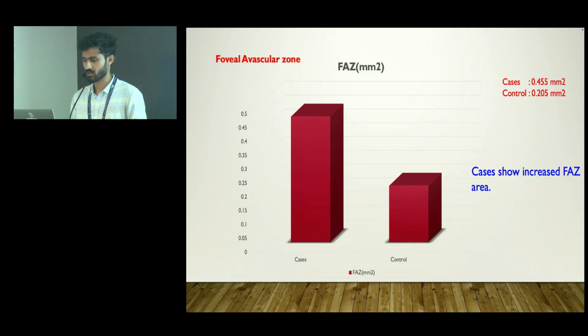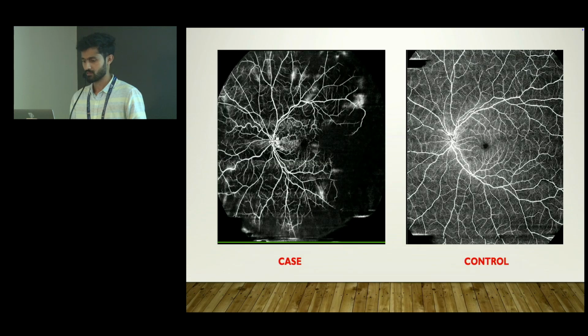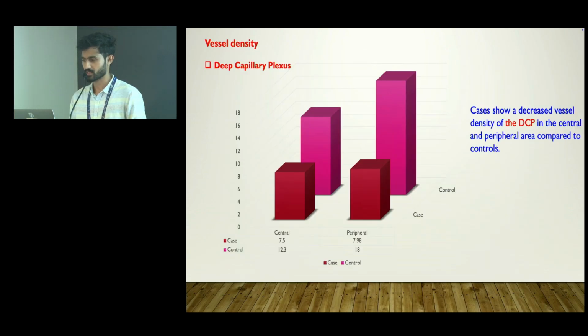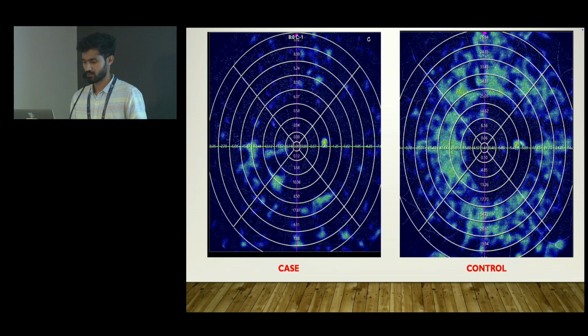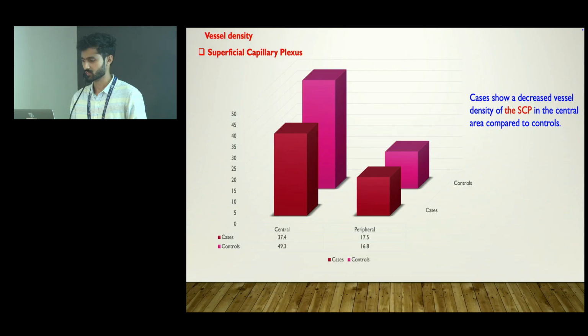The results were that cases showed an increased foveal avascular zone area. In the vessel density, cases showed a decreased vessel density of the deep capillary plexus in the central and peripheral area compared to the controls. And in the superficial capillary plexus, cases showed a decreased vessel density in the central area.